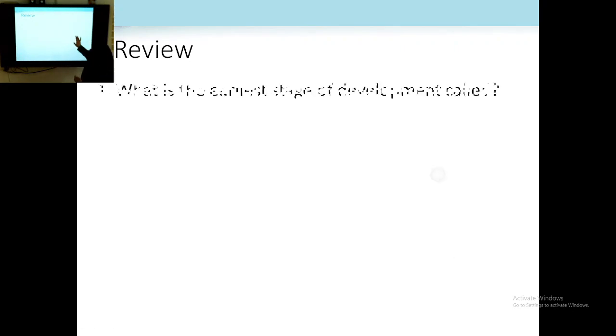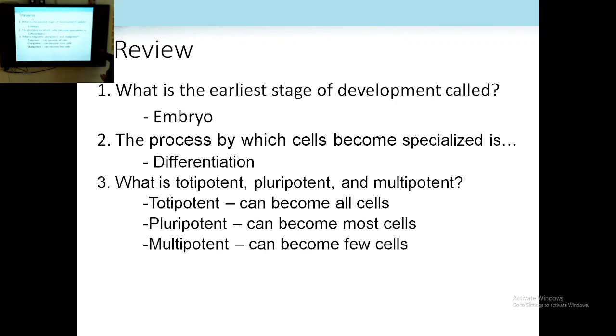Let's now review the lecture. What is the earliest stage of development called? The earliest stage is the embryo. Second, the process by which cells become specialized is called differentiation. What are totipotent, pluripotent, and multipotent? Totipotent can become all the cell types, pluripotent can become most cells, and multipotent can form a few cells related to the tissues.